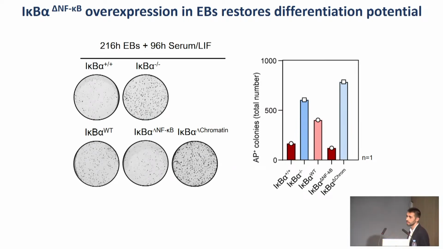Also, we confirmed this with alkaline phosphatase staining. So you can see here that wild type cells have very few AP positive cells, which are much increased in the knockout situation. However, when you overexpress I kappa B alpha wild type and I kappa B alpha that cannot bind NF kappa B, only the histones, the number of AP positive colonies is much reduced, confirming again that the number of pluripotent cells is much lower. However, when we overexpress only the I kappa B alpha that cannot bind the chromatin, which only retains the NF kappa B inhibition, the number of AP positive colonies is not reduced.